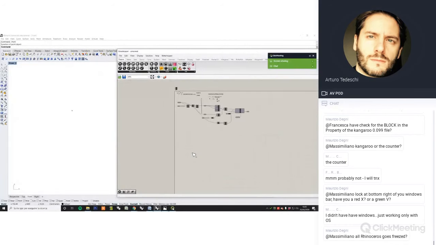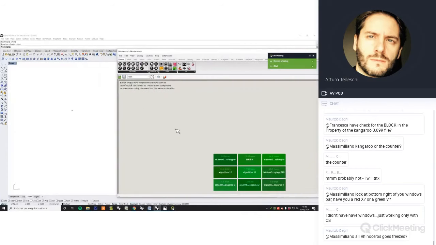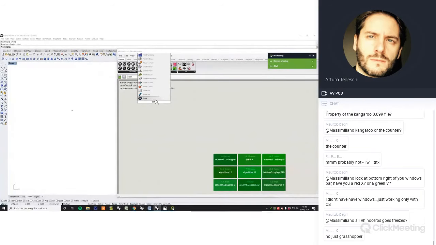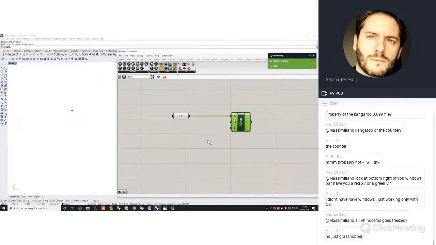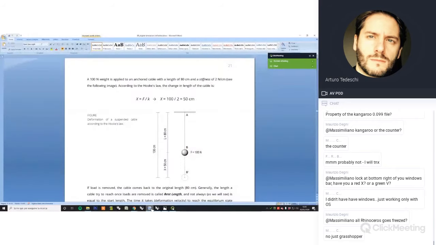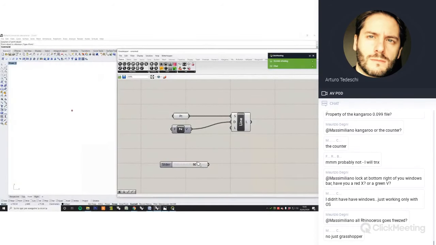So I'm going to do a new file. We can also delete this one. Okay. So I'm defining the first point here. Using the Line component, we can create a line in Z direction, which is about 80 centimeters because it's the current length of our cable. 80 here. Of course, since we want to go downward, we can put a negative value here.